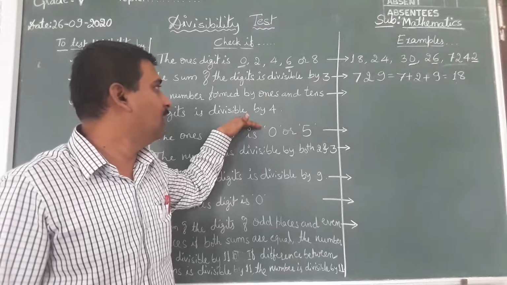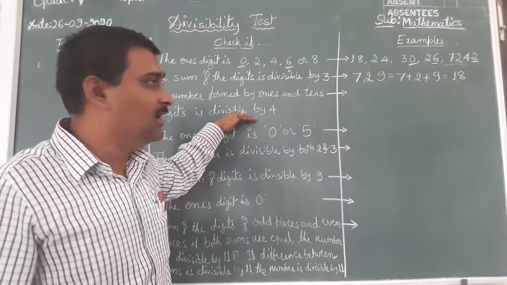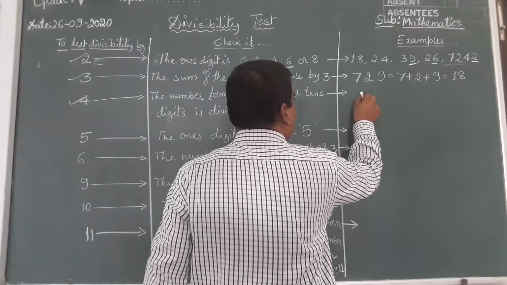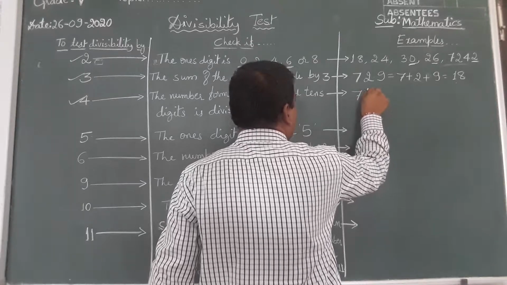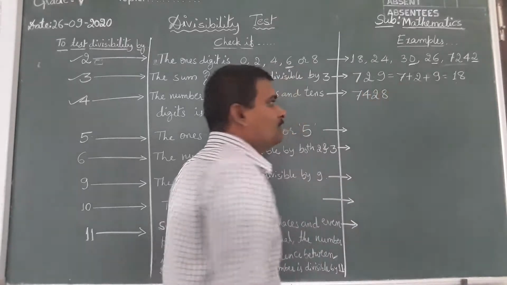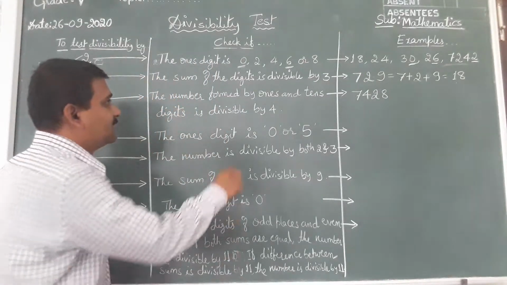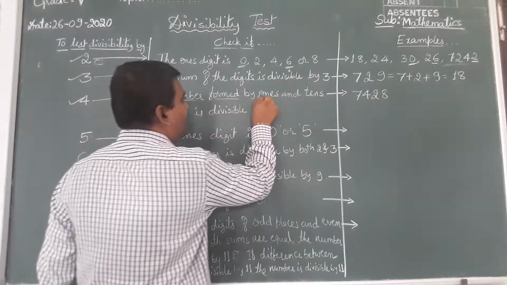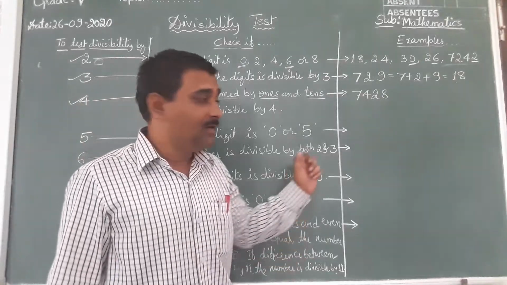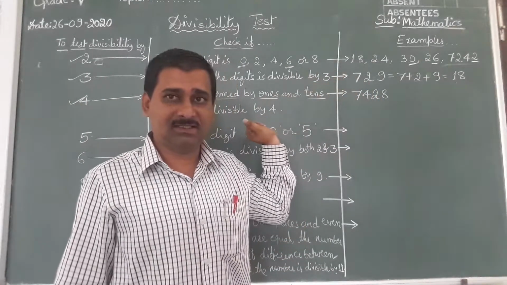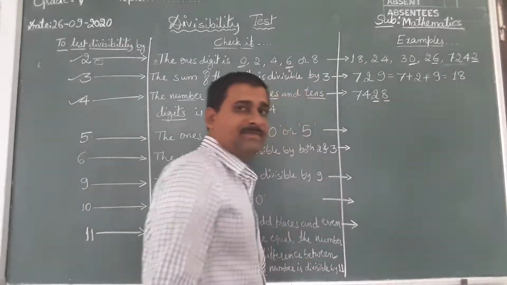Now, to test divisibility by 4, again this is a different rule. How to test whether a number is divisible by 4 or not? A number is given. Take, for example, 7428. The rule says to take the number formed by the ones and tens digits. Means the other places we should neglect. Only we should concentrate on ones and tens.